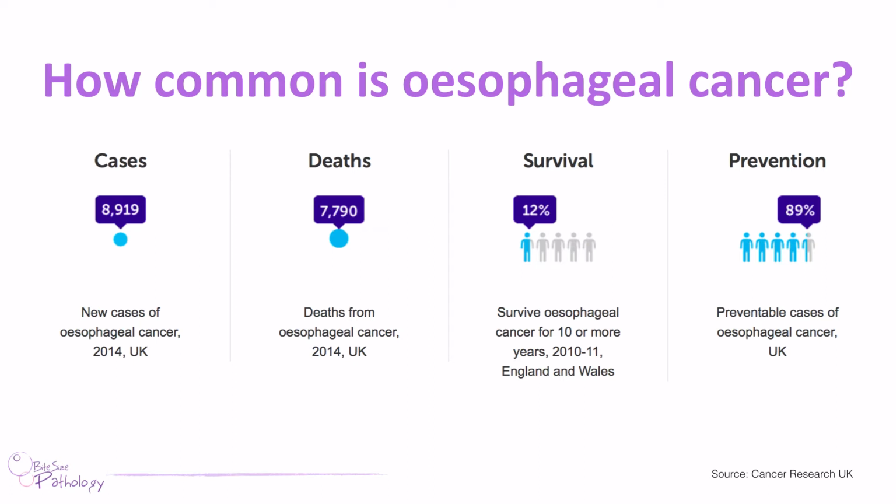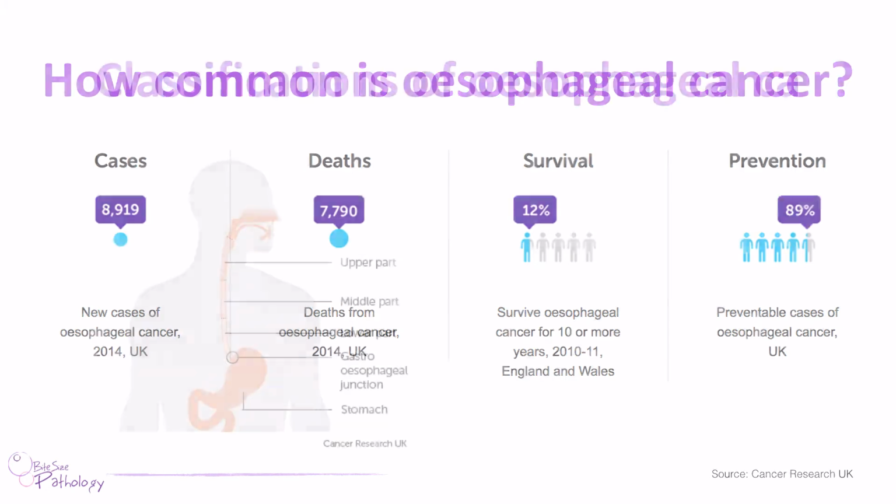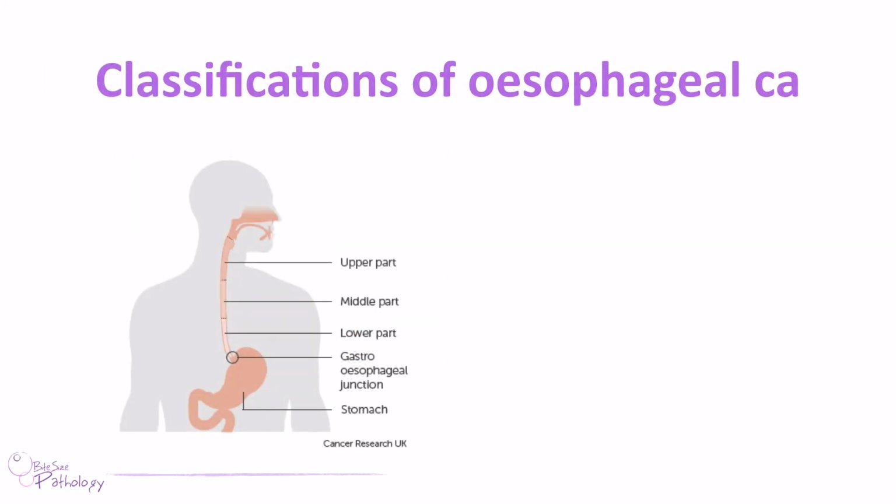What is also striking about this data is that just under 90% of the cases that we see of esophageal cancer could have been prevented. So there are things that we can do in order to intervene and hopefully prevent people from getting esophageal cancer. So how do we classify esophageal cancer?